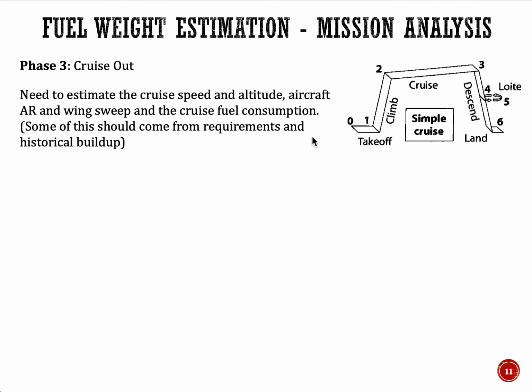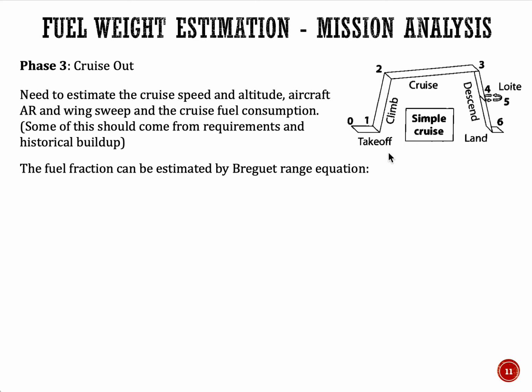And some of this should come from your requirements and historical buildup, because when you set the requirements, you set what cruise speed you want out of the aircraft. Aspect ratio may not be a requirement for the aircraft, but you can get it from historical buildup to see what the general AR range is for the aircraft type that you're designing. And wing speed and cruise fuel consumption are something you need to assume as well.